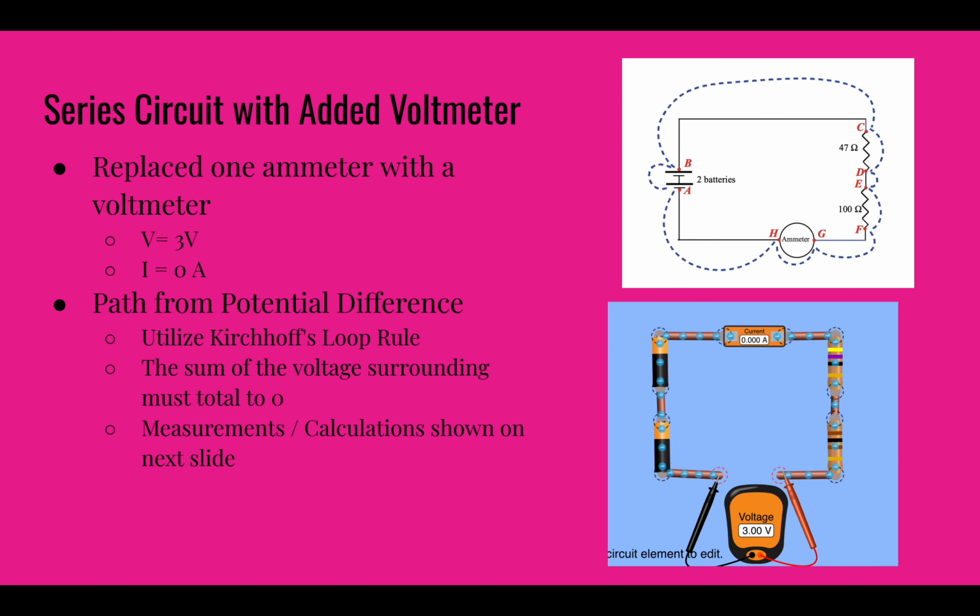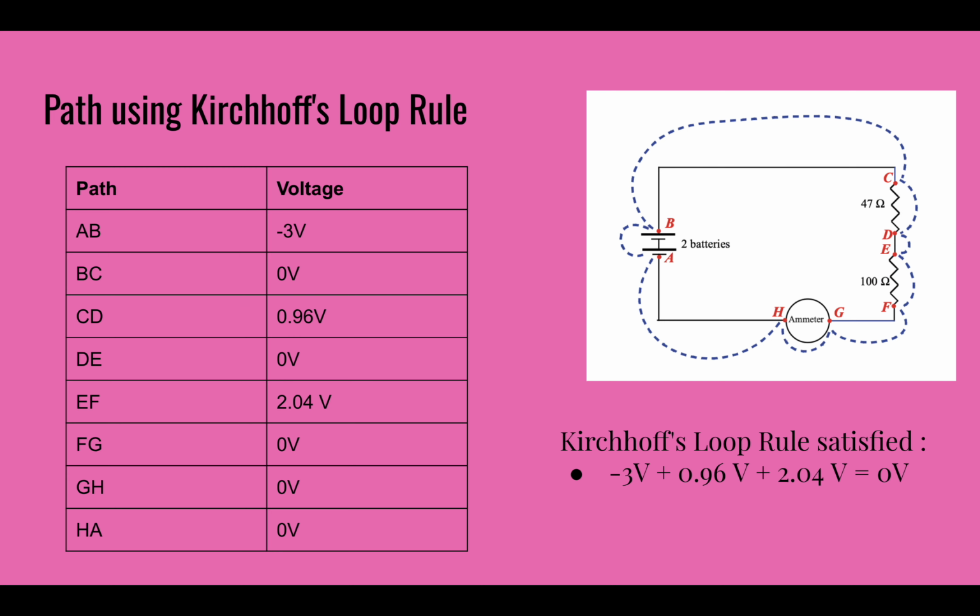When we added in the voltmeter, we replaced one ammeter with a voltmeter, which you can see down here. When this happened, the current in the ammeter was 0, and our voltmeter was reading 3 volts. To find the path from the potential difference, which we can see here how we're going to measure this, the sum of the voltage surrounding must total to 0, and we'll show that on the next slide.